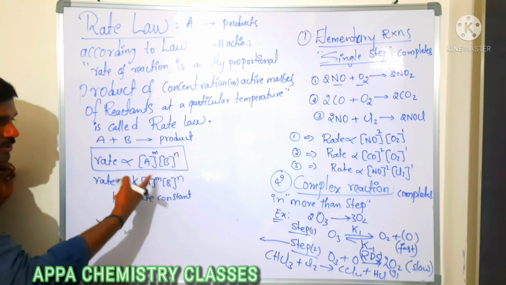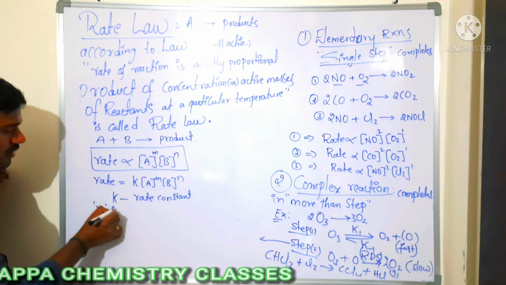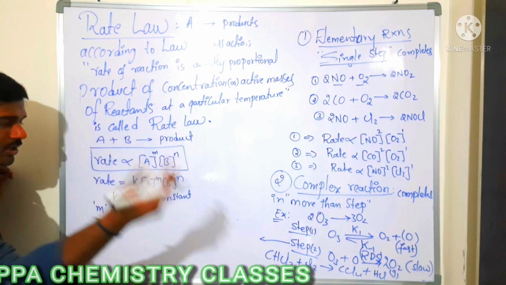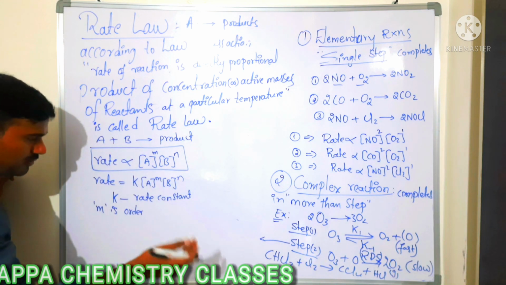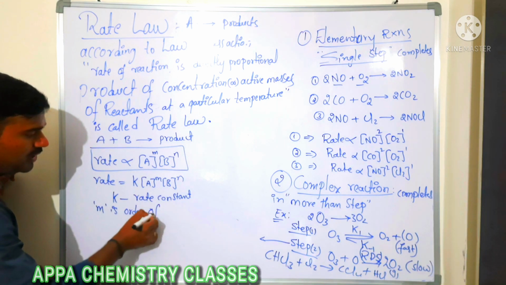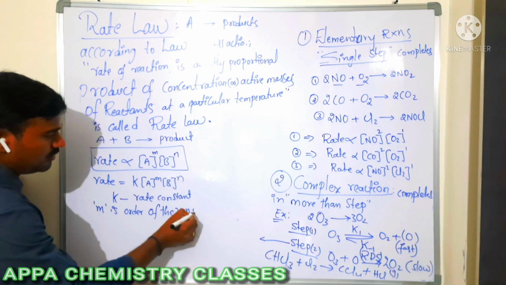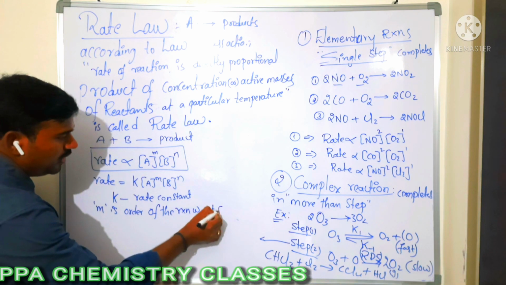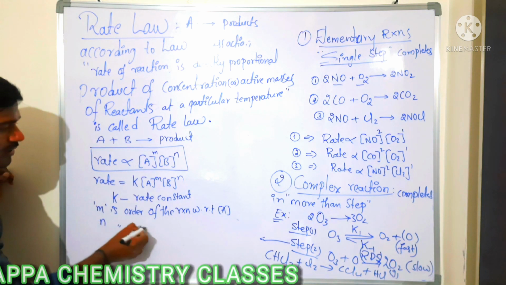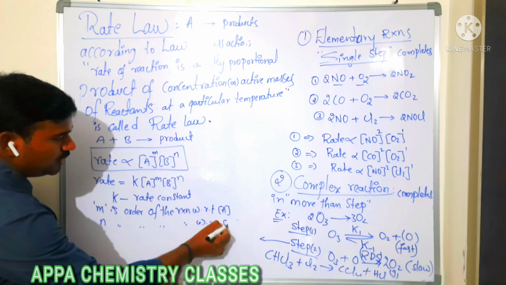Okay now. Whatever m and n are, those are the orders with respect to A and B. What is meant by order, and the order of the reaction, I will explain in a few classes. m is the order of the reaction with respect to A, and n is the order of the reaction with respect to B.